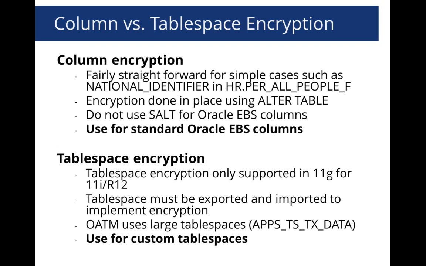Starting with 11g, Oracle added another option. So you can actually do two things, and I'll assume you're on 11g. You can do column level encryption or tablespace level encryption. If you do column level encryption, you can say the national identifier in the PER_ALL_PEOPLE_F table is what I need to encrypt. We recommend using column level encryption for standard eBusiness Suite tables.